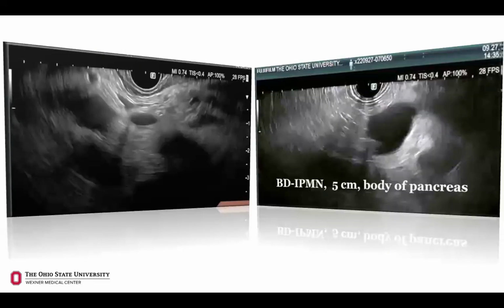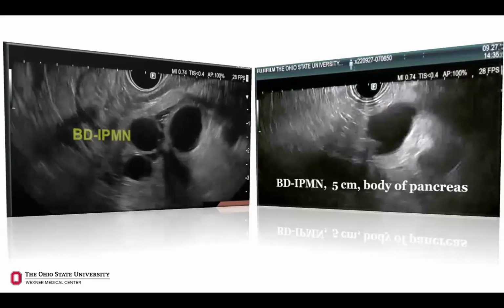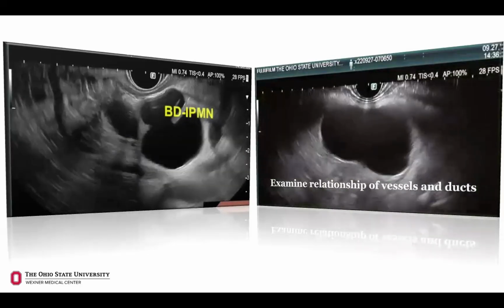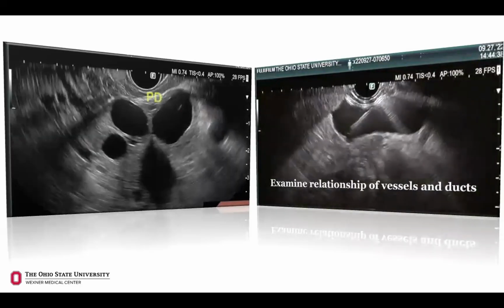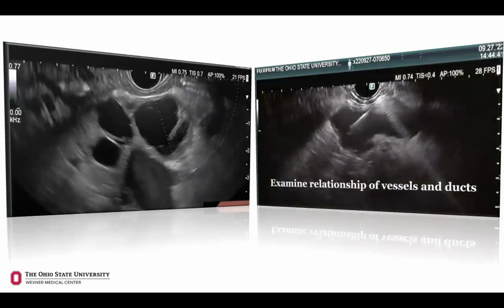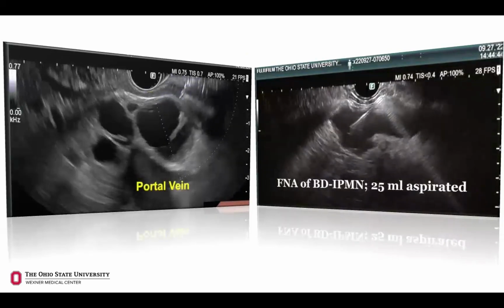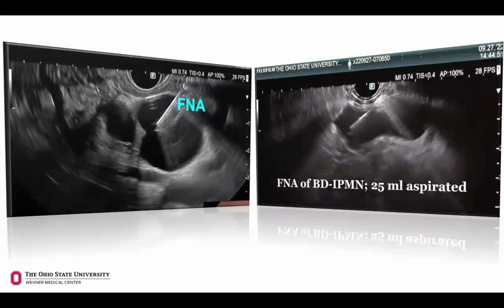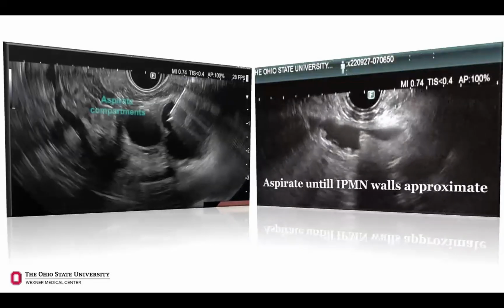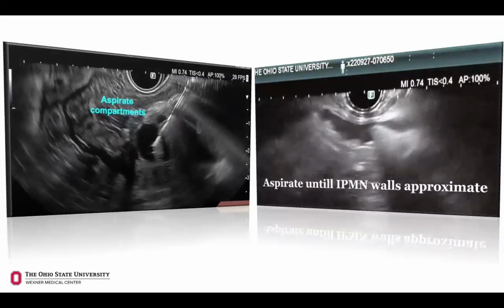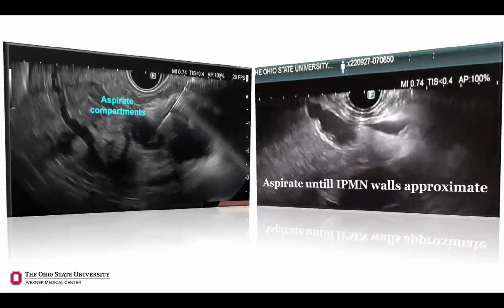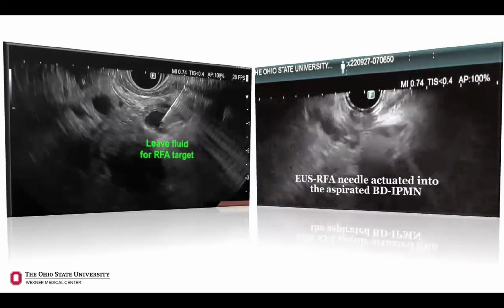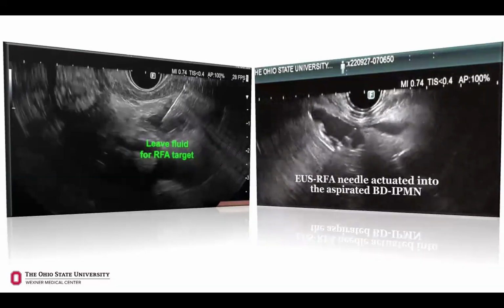So here are 2 videos, and again, for the sake of time, I'm going to play them in parallel and try to walk through the video. Here are 2 IPMNs. One is septated, one is fairly unilocular. The first step is you aspirate the cyst. You identify critical structures around it, and you start aspirating the cyst. You don't want to aspirate too much because you want to have a sufficient target for RFA. And once you aspirate, you introduce the RFA needle, and you proceed from a distal to proximal direction.